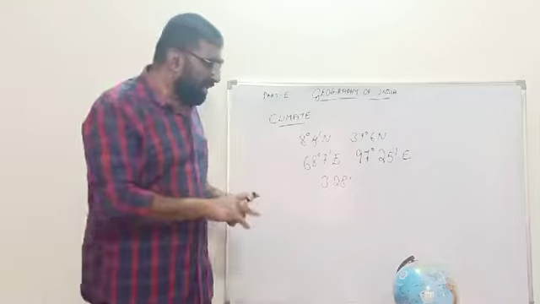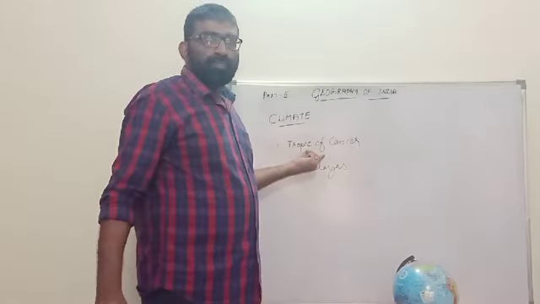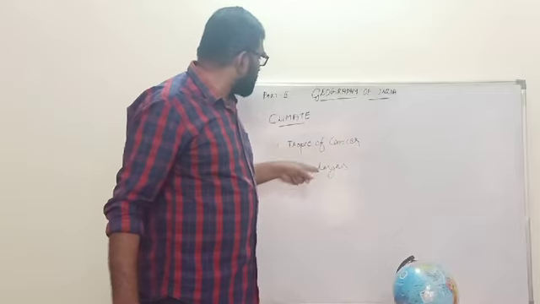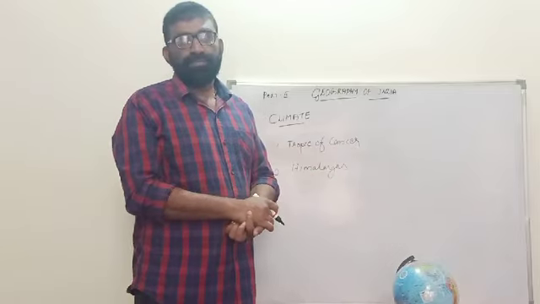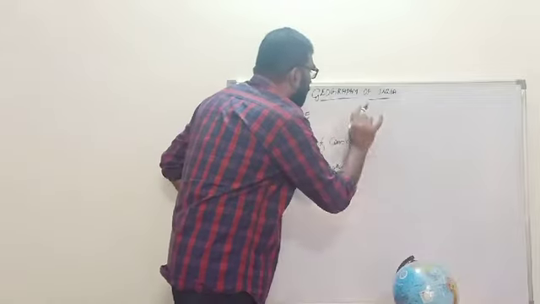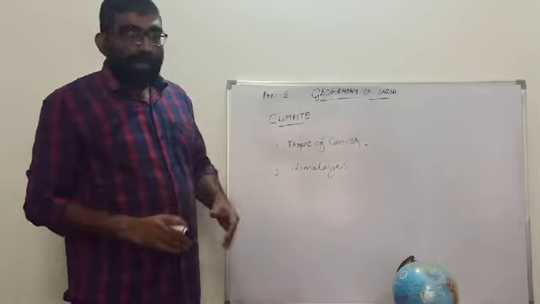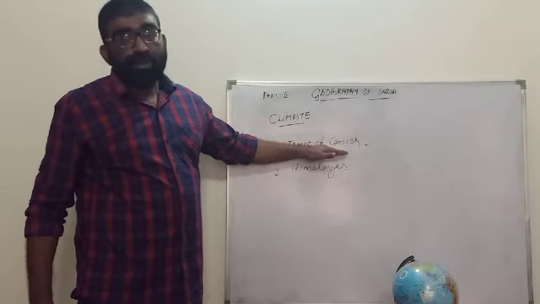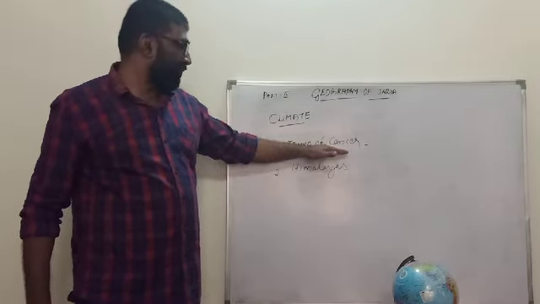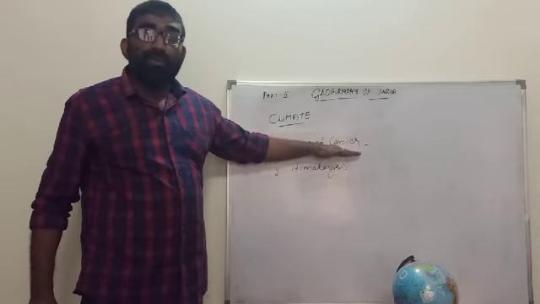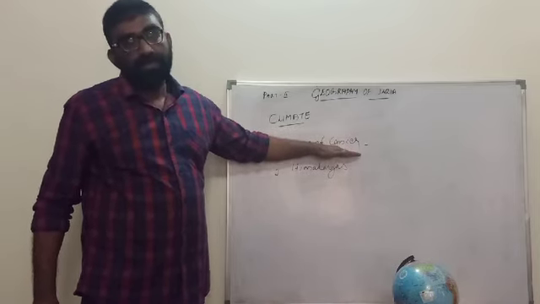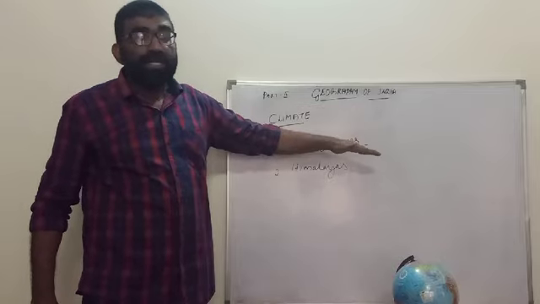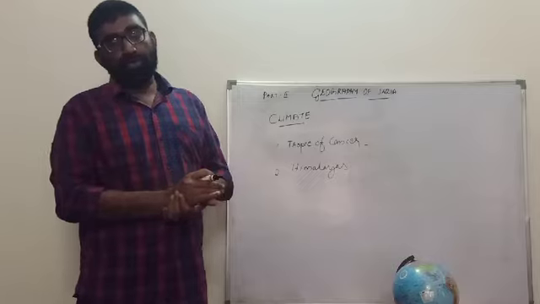Now, India's climate is determined by Tropic of Cancer and Himalayas. First you see Tropic of Cancer. This latitude 23 degree 30 minutes north latitude, 23.5 degree north latitude, divides the country into two equal halves. In the north it is temperate zone or subtropical zone, and in the south it is a tropical zone.